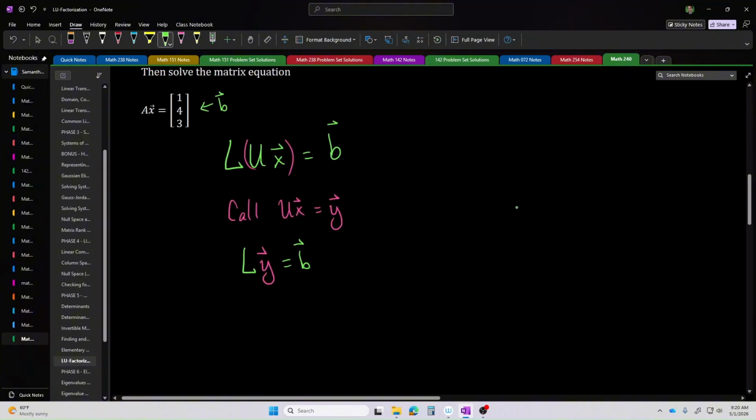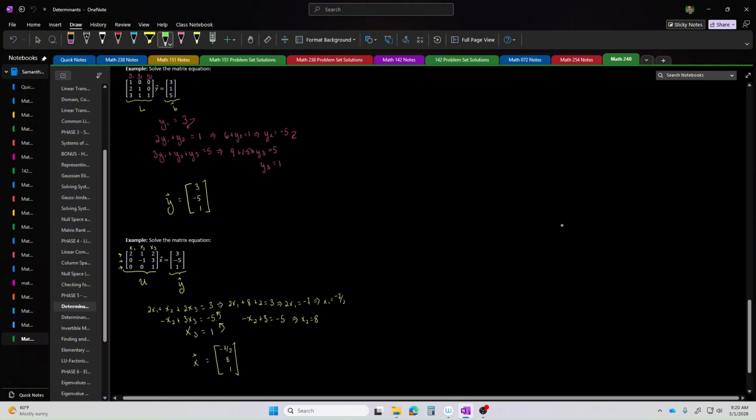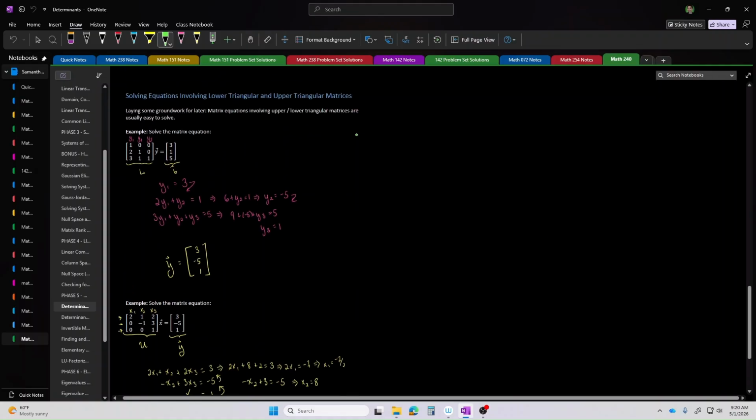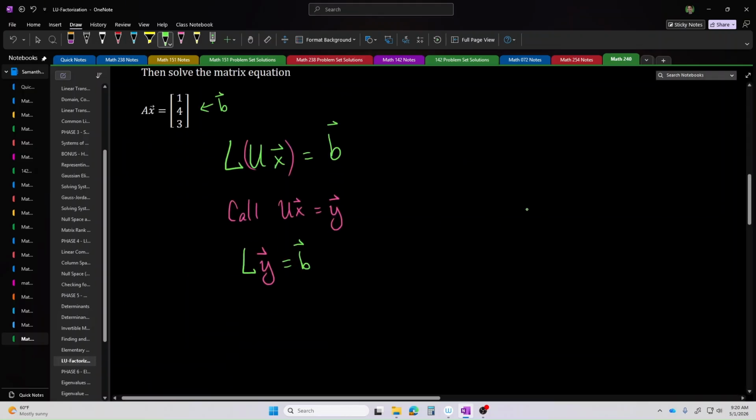The reason I'm going to do this is because, as we said at the end of our determinants video, we noted that when you solve equations involving lower triangular matrices and upper triangular matrices, that process is usually pretty quick because you can usually get one of the entries of the solution just by reading one of the rows, and then you can find the other entries just by substitution. So let's see that in action again here.